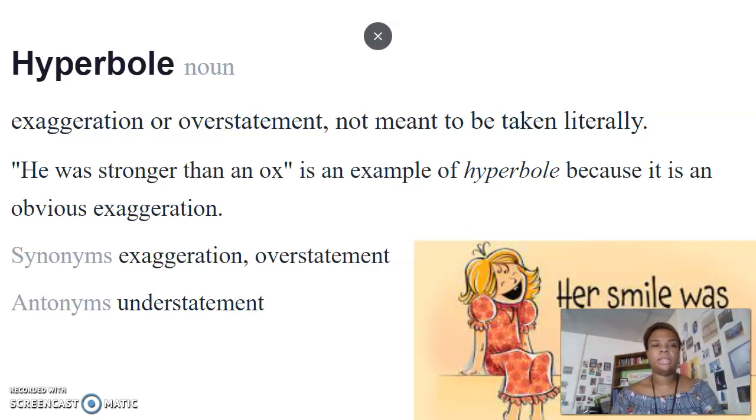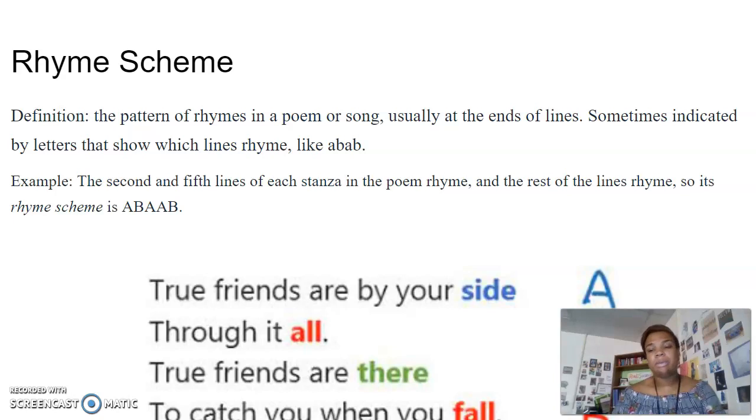Hyperbole, remember that word is hyperbole. It's an exaggeration or overstatement, not meant to be taken literally. He was stronger than an ox is an example of a hyperbole, or I have a ton of homework is also an example of a hyperbole. Synonyms are exaggeration or overstatement. Antonym is an understatement.